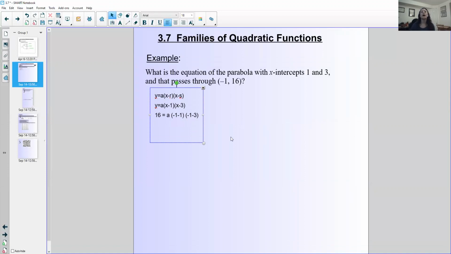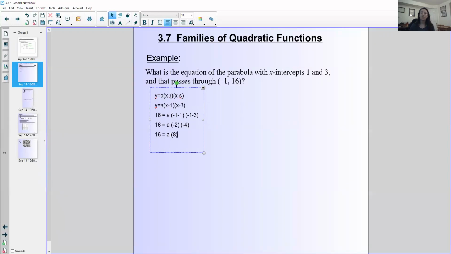There we go. And now I'm going to isolate for a, so we can solve for the a value. So this is going to be 16 equals a times -1 minus 1, which is -2, and -1 minus 3, which is -4. Multiply the -2 and the -4 together. So 16 equals a times, oh sorry, +8, right? -2 times -4 is +8. And then I need to get the a by itself.